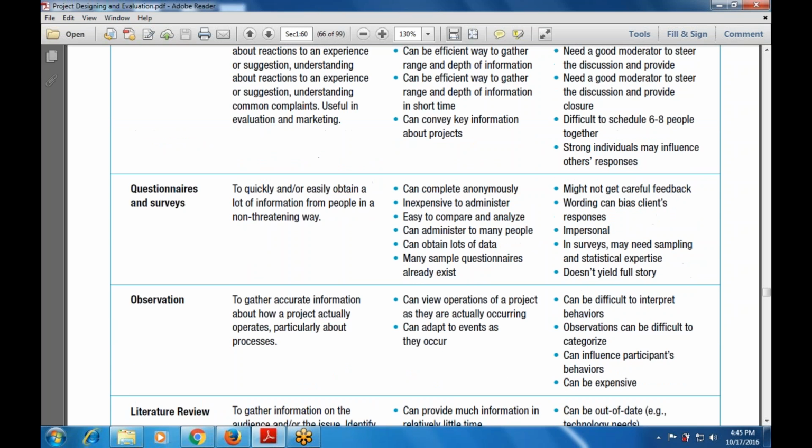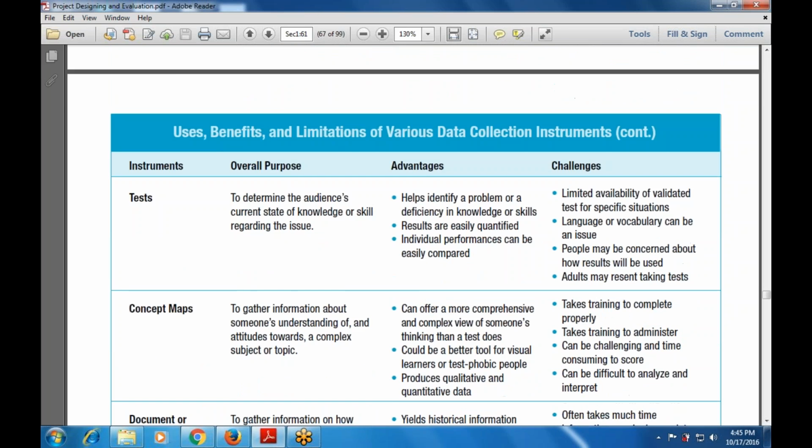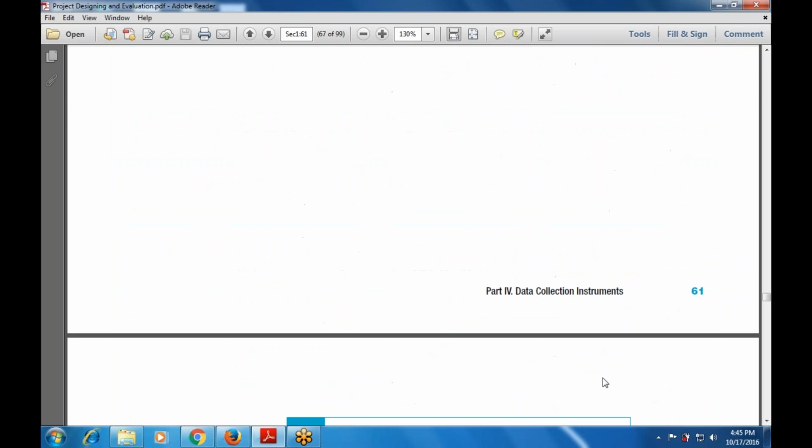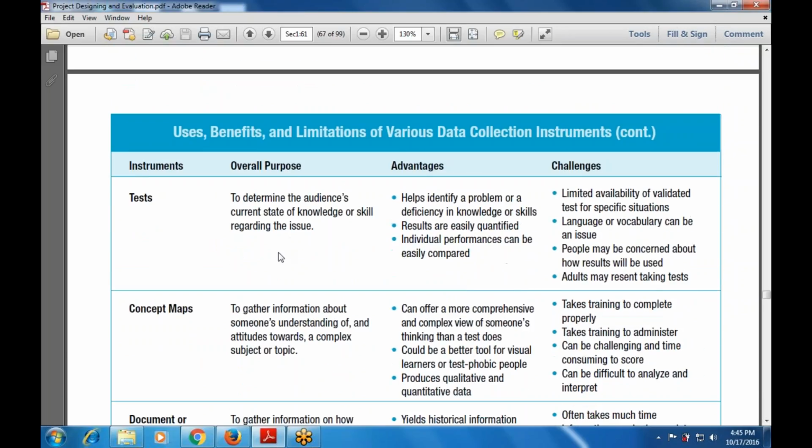So we are done with the interviews, focus groups, questionnaires and surveys, observation, and literature review. Then the test. What is the criteria for the test? To determine the audience's current state of knowledge or skill regarding the issue, that is a test. So we are testing with an overall purpose.